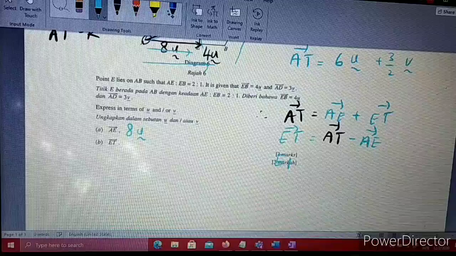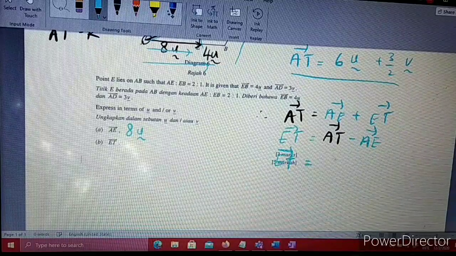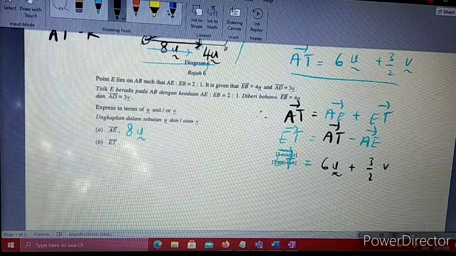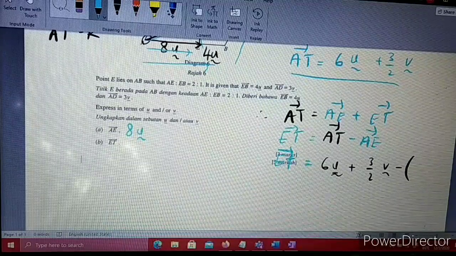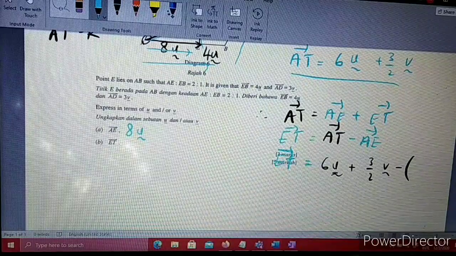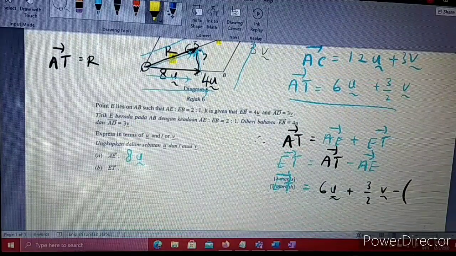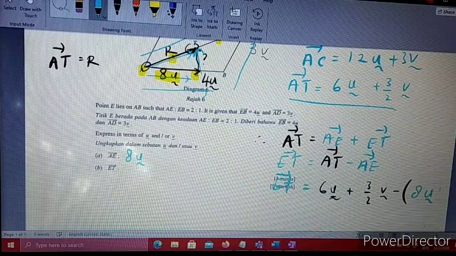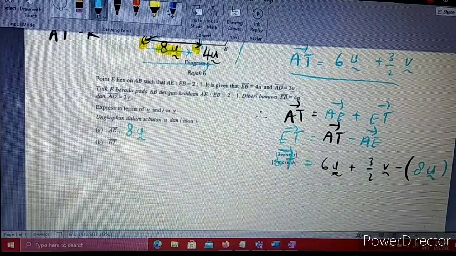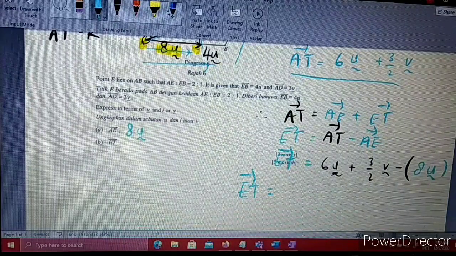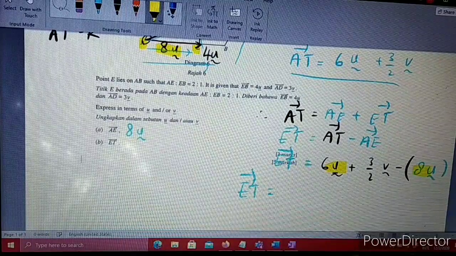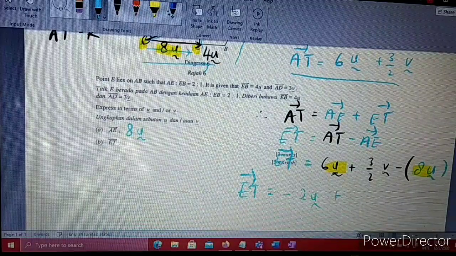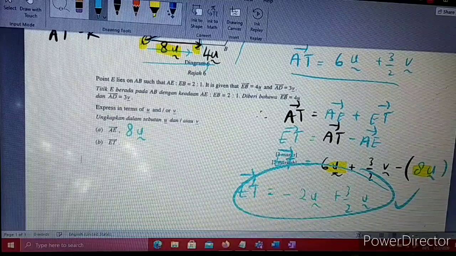So ET is AT, which is 6 vector U plus 3/2 vector V, minus AE. AE is this, which is 8 vector U, and we just do the algebra. 6U minus 8U is negative 2U vector U plus 3/2 vector V. This is the answer.